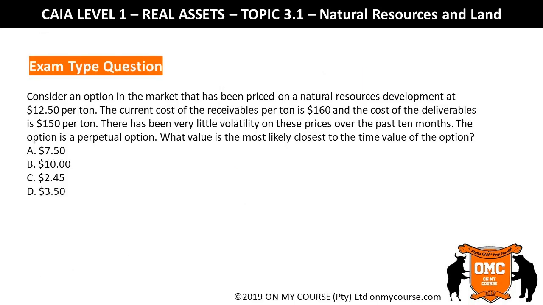So we're going to look at some exam type questions here. First of all, consider an option in the market that has been priced on a natural resources development at $12.50 per ton. The current cost of the receivables per ton is $160, and the cost of the deliverables is $150 per ton. There's been very little volatility on these prices over the past 10 months. The option is a perpetual option. What value is most likely closest to the time value of the option? So you have 4 options to select from there.